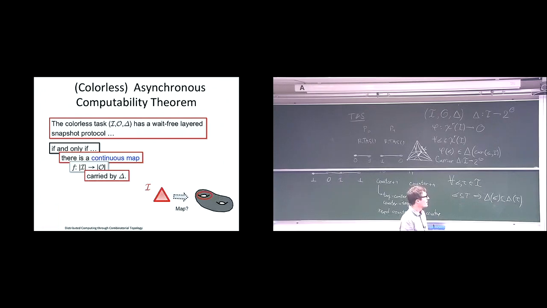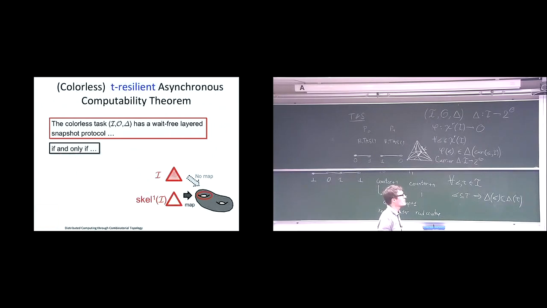For example, if I have something like this here, this is my input complex, this is my output complex. For example, my task specification says that this boundary should go to this loop here. I can immediately conclude that no way. There's no continuous map which maps this to this because it's a hole. This is not contractible as a loop. So I can already use some topological properties of the spaces between which I want to find maps to deduce computability. I can show that this task is not possible to solve.